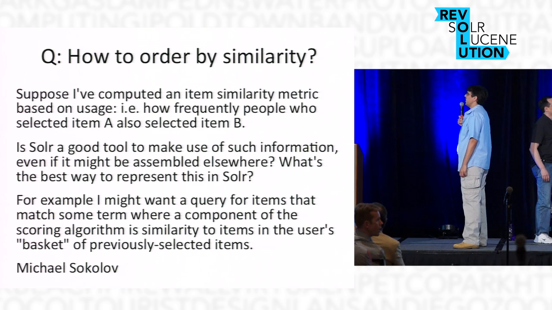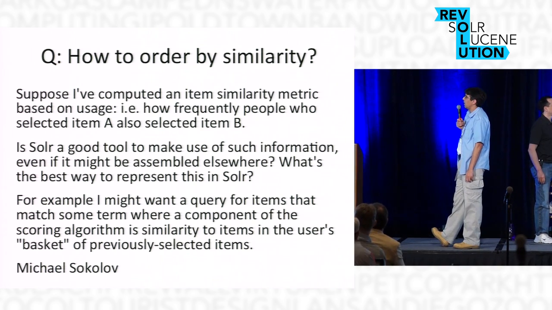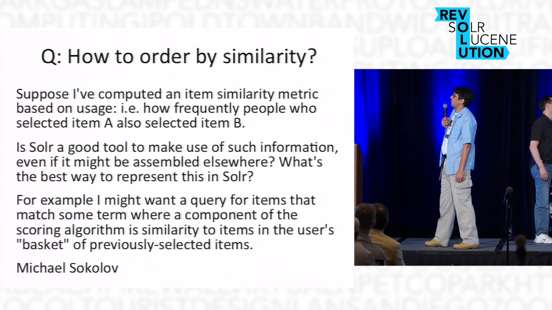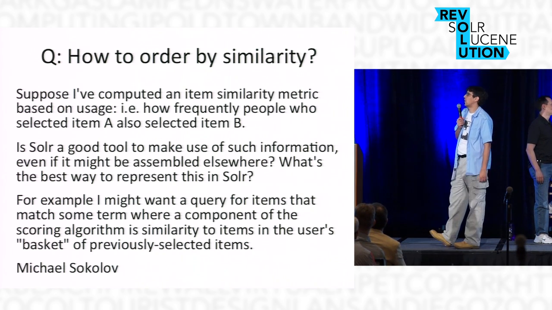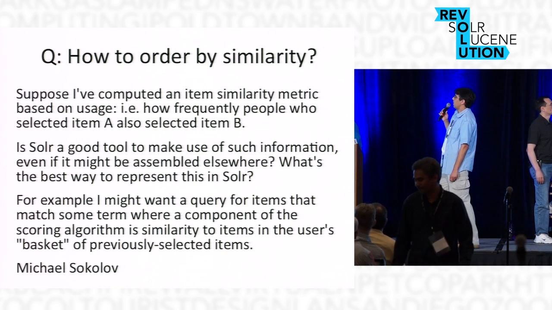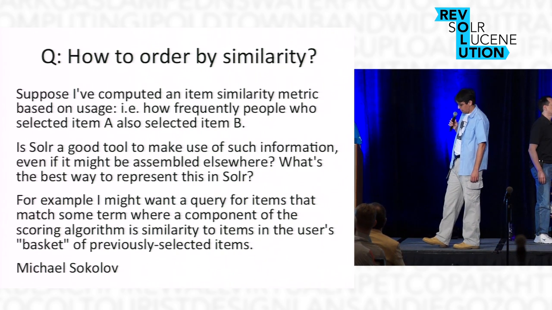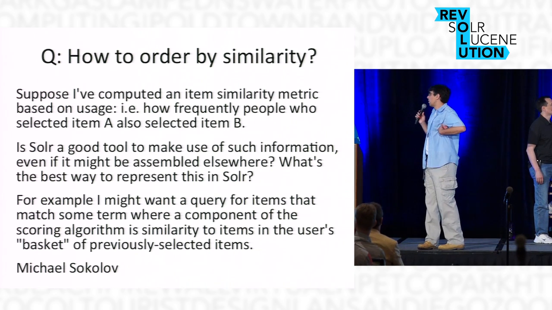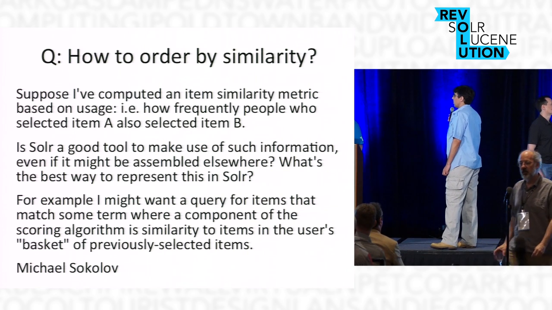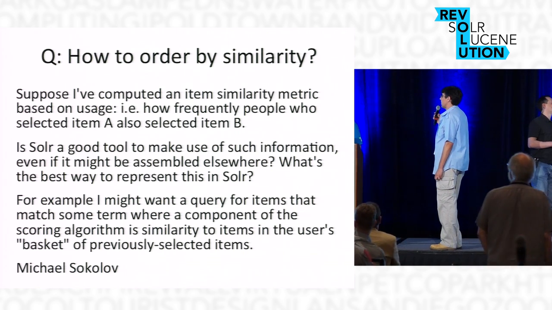So we got one last question on the slides here. How to order by similarity? Suppose I've computed an item similarity metric based on how frequently people who selected item A also selected item B. Interesting. Is Solr a good tool to make use of such information, even if it might be assembled elsewhere? What's the best way to represent this? For example, I might want to query items that match some term where a component of the scoring algorithm is similarity to items in the user's basket of previously selected items.